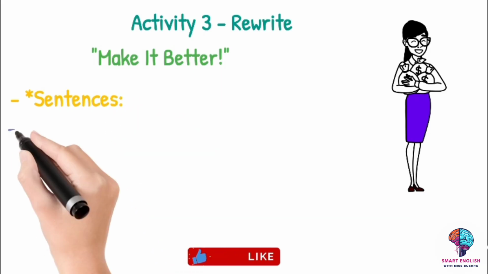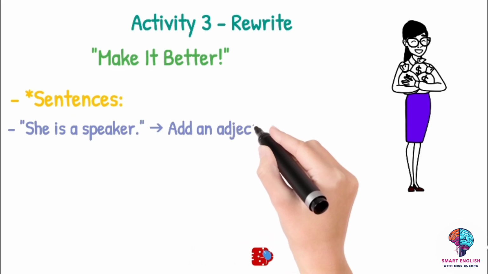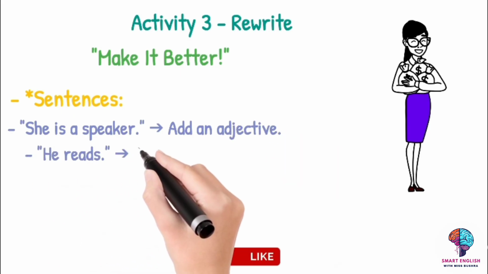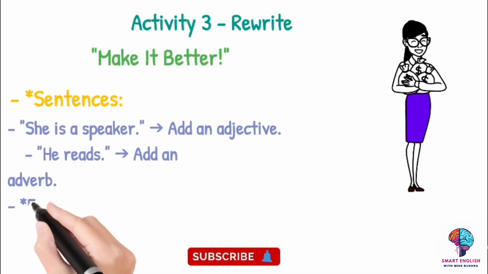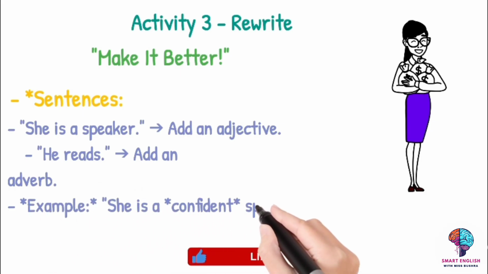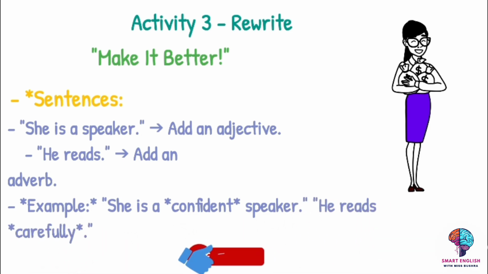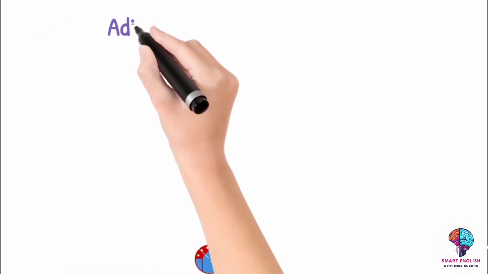Let's continue our lesson. Activity 3: rewrite, make it better. Sentences: She is a speaker. Now you have to add an adjective in these sentences. He reads. Add an adverb. Example: she is a confident speaker. He reads carefully. So you are going to tell me any other adjectives or adverbs of your own choice which you already know, and you are going to make useful sentences.